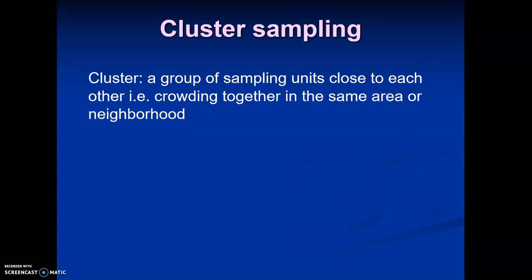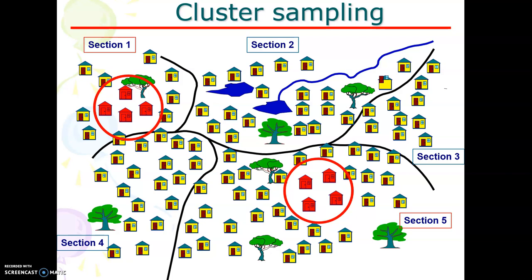Now we go into cluster sampling. A cluster is a group of sampling units close to each other, crowding together in the same area or neighborhood. Let's look at this diagram. For example, you have a small community divided into section 1, section 2, section 3, section 4, and section 5. You want to do a survey for this population. You can take 4 from section 1, 4 from section 2, 4 from section 3, 4 from section 5, 4 from section 4. That's what we call cluster.